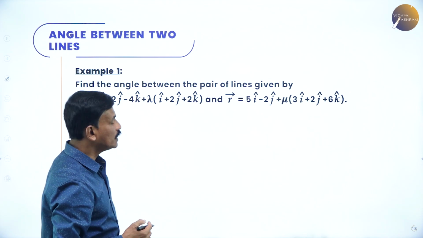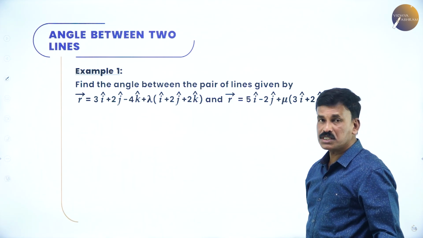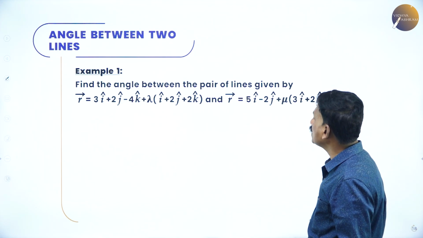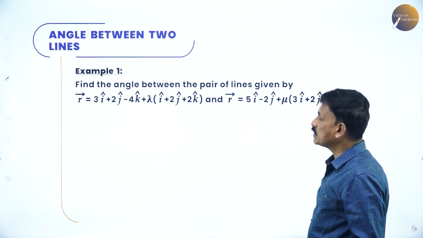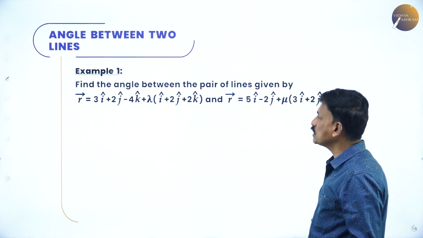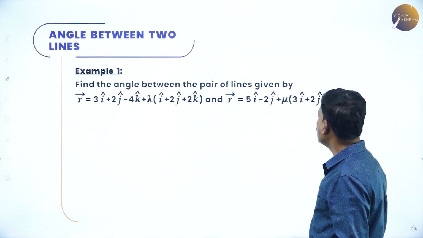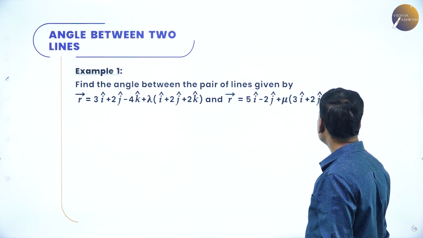Okay. Now, next, angle between the lines. This is very, very important. You may expect this question in the examination. Find the angle between the pair of lines. What are the lines given? r = 3i + 2j − 4k + lambda(i + 2j + 2k), and r = 5i − 2j + mu(3i + 2j + 6k).